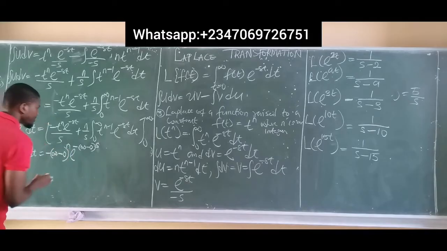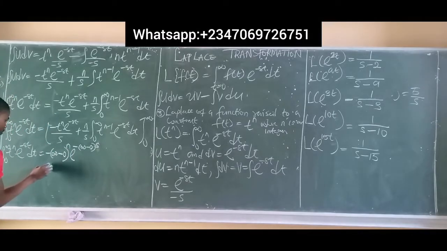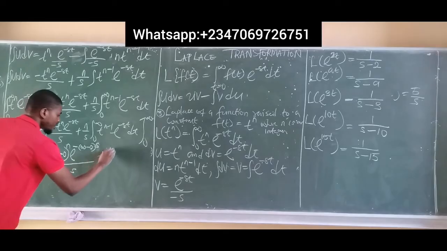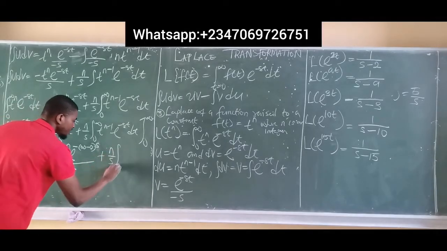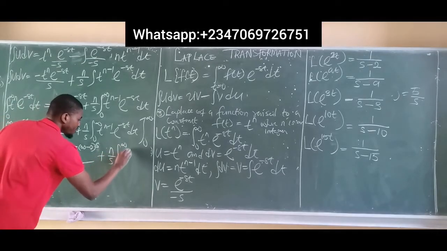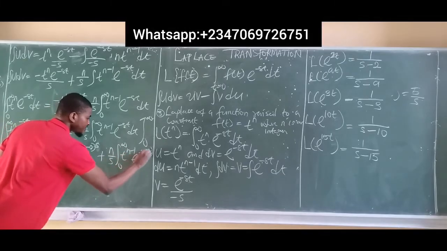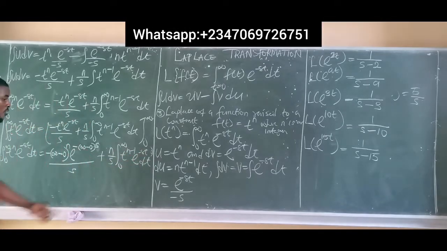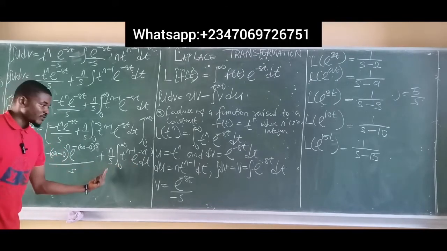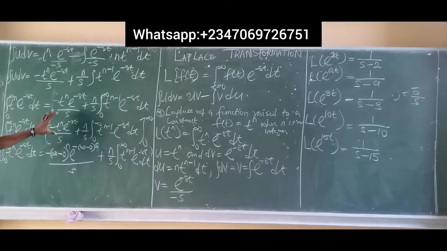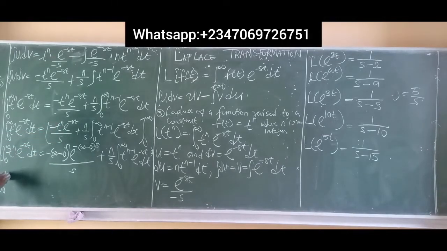All over s, plus n all over s integral from 0 to infinity t to the power of n minus 1 exponential minus st times dt. So we are still to integrate this. That's why we're not effecting the limits here yet. We're just working on the ones we've already integrated. So notice that infinity minus 0, of course, is 0.